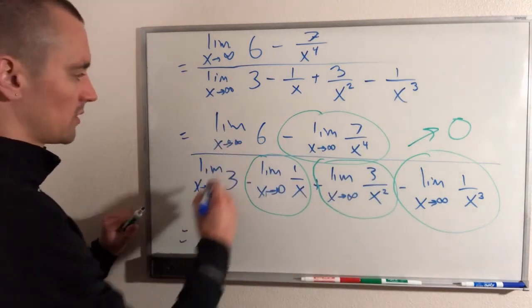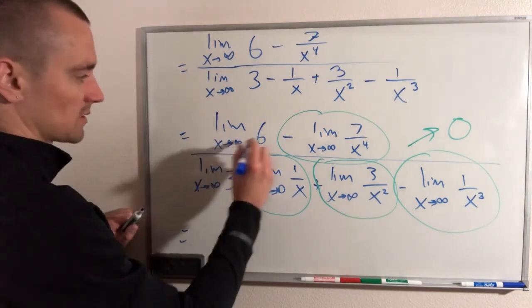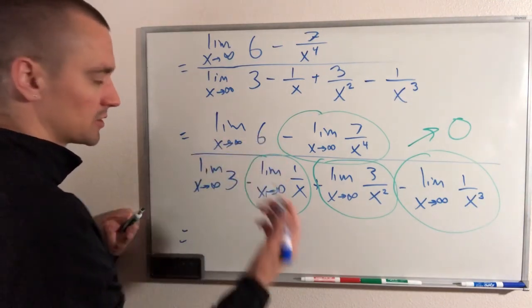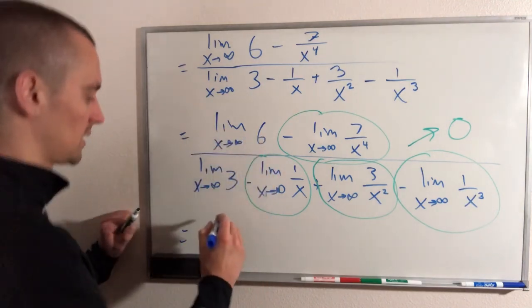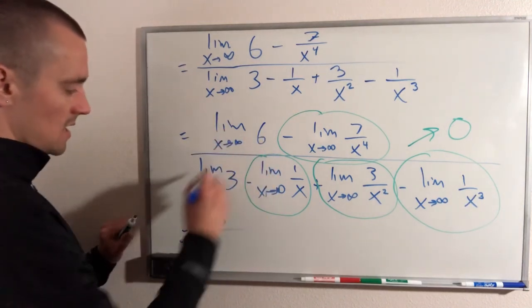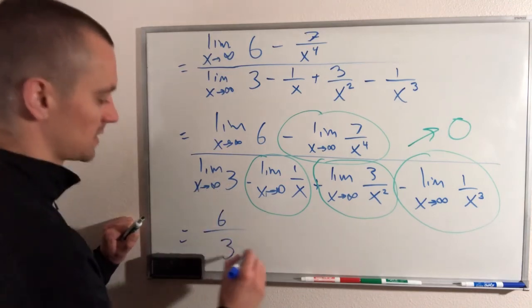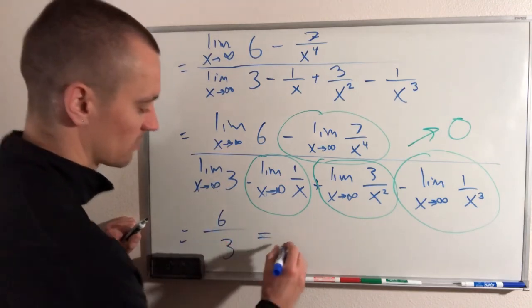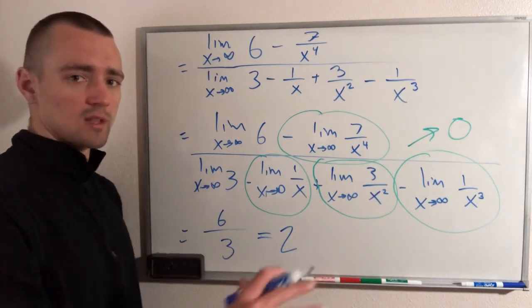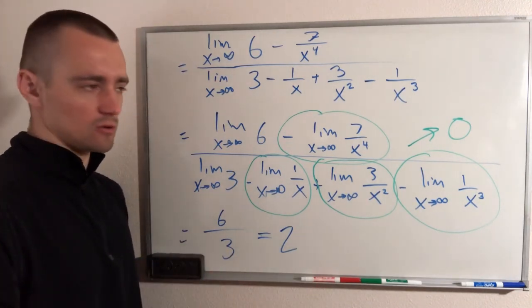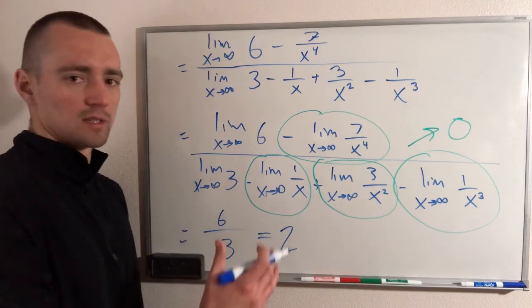So all we end up with is the limit as x goes to infinity of 6, which, based on our first limit property, if we have the limit of a constant, is just going to be that constant. And same thing here, the limit of a constant is just that constant. So we just have 6 over 3, which is 2. So that tells us that we have a horizontal asymptote at y equals 2, because this limit as x goes to infinity is 2.